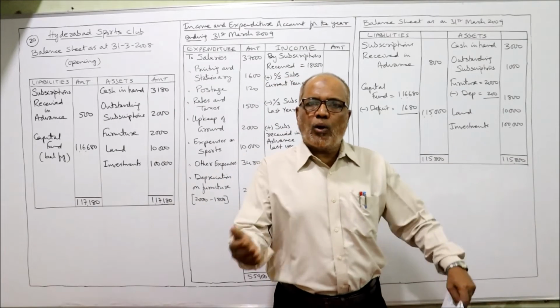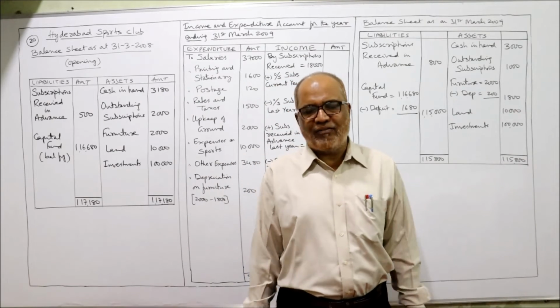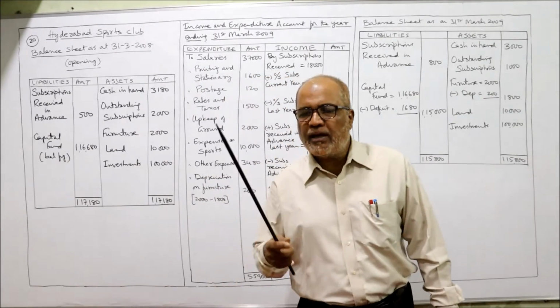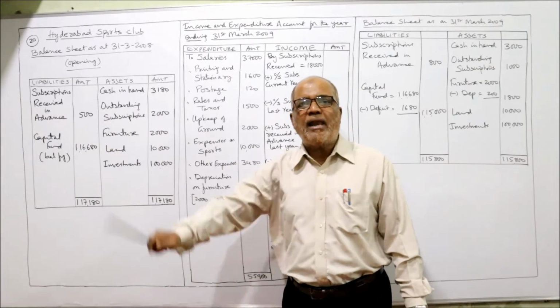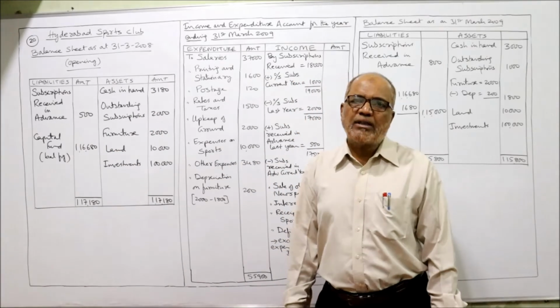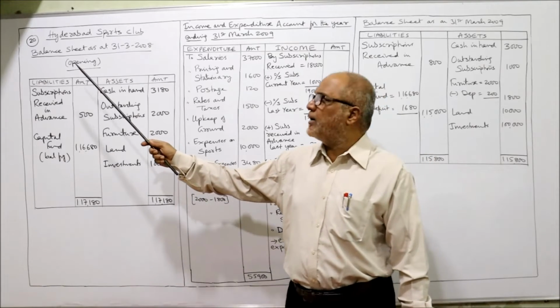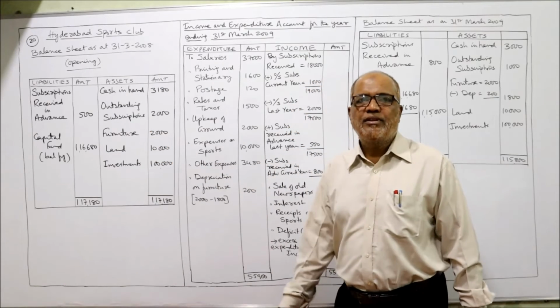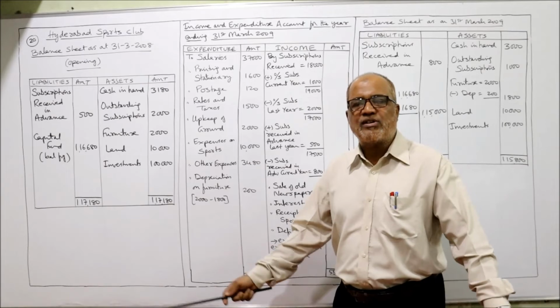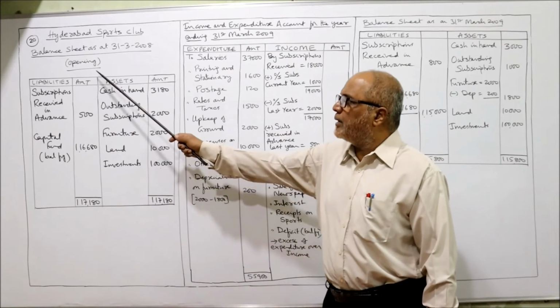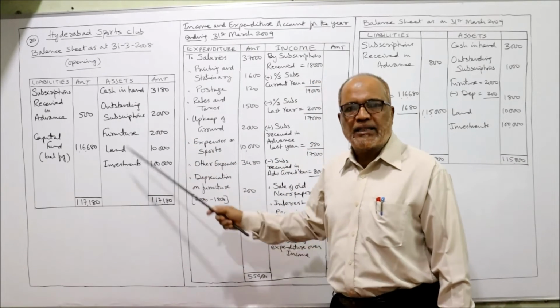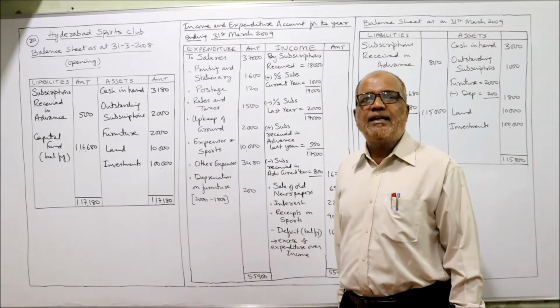As usual, the opening capital fund is not given. So we have to find out the opening capital fund by preparing the opening balance sheet. So we make the balance sheet as on 1st April 2008, or 31st March 2008. So in the opening balance sheet, first of all we will take the asset side. Asset side, cash in hand.